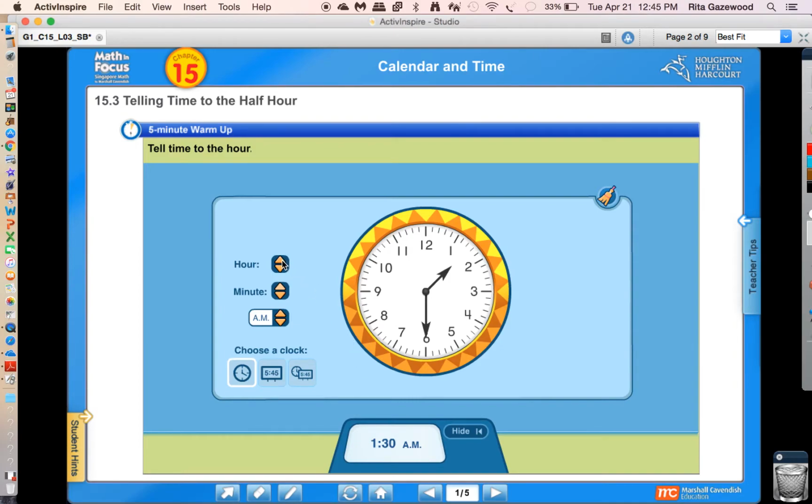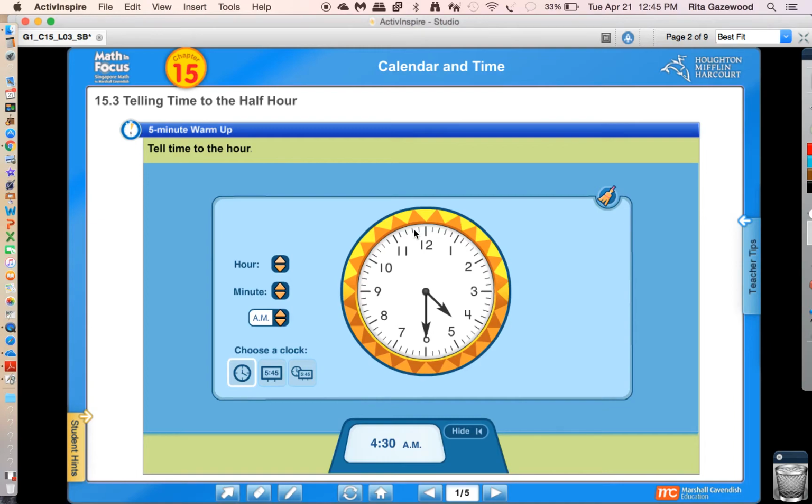Now if I were going to change my hour hand, it's past the 4. It's not quite to the 5 yet, so we would say 4:30 or half past 4, because it's past 4, but it hasn't gotten to 5 yet. So we're going to be doing some more work with that.